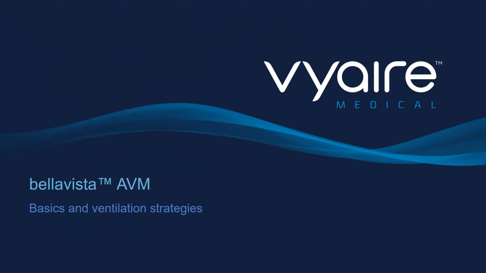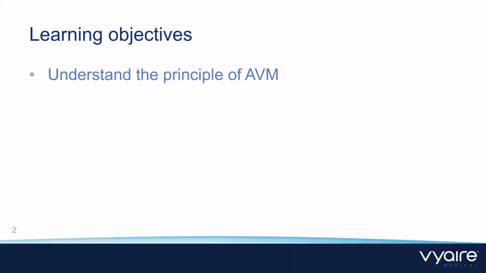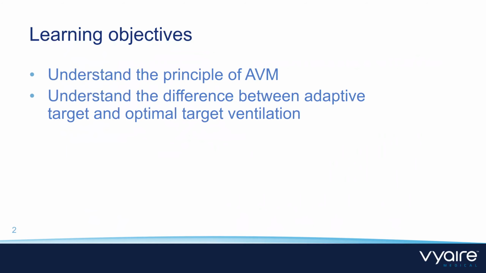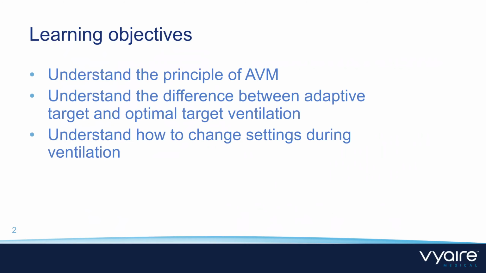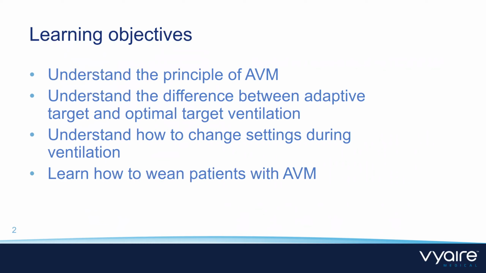So the objectives for today are that you understand the principle of AVM after this webinar, that the difference between adaptive target and optimum target ventilation is understood as well. Then how to change settings during the course of ventilation. Learn how to wean patients with AVM, and also learn about some limitations of AVM as well. So first off, we start with the basics.